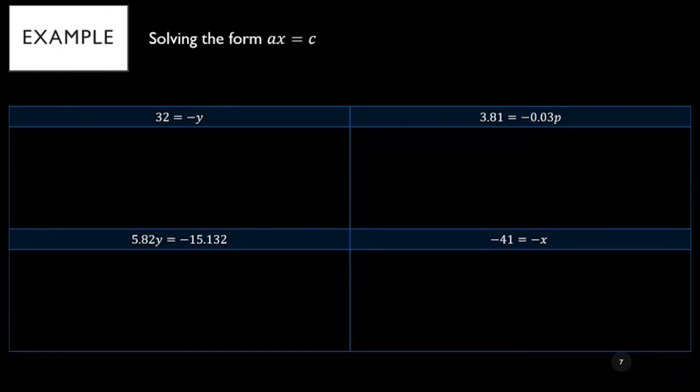On the top left here, I've got 32 equals negative y. So if you see a negative sign like that and there's no number in front of it, we always assume it's a negative 1. So this is the same thing as 32 equals negative 1y. We want a positive y. We don't want a negative y. We need to divide both sides by negative 1.